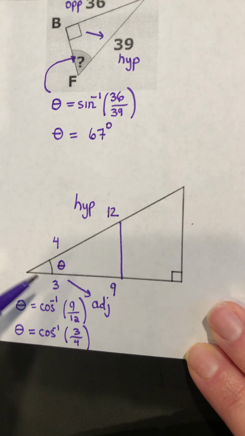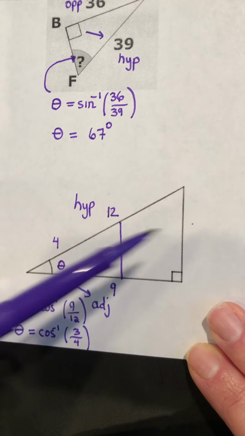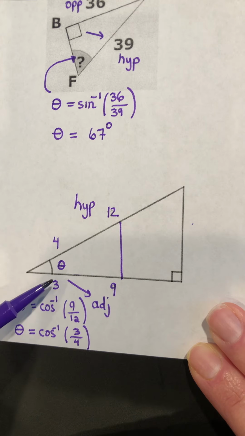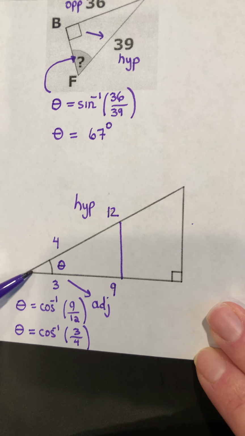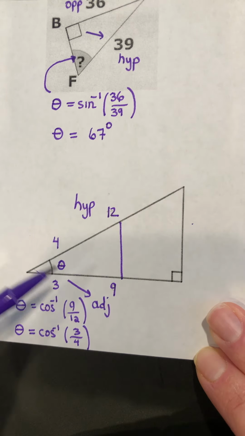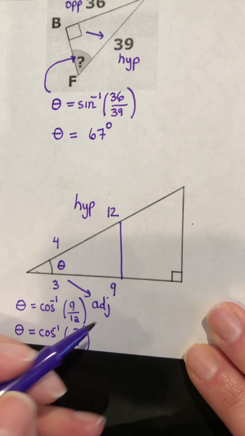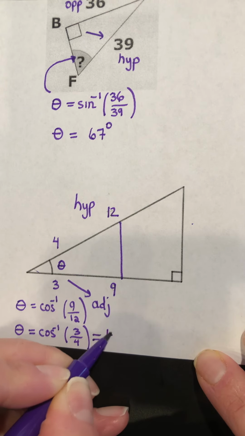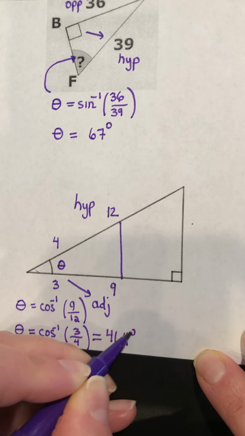And what's also interesting is that the angle theta doesn't depend on how big the triangle is. You'll get the same exact angle measure whether you have a small triangle with sides 3 and 4, or whether you have a larger similar triangle with sides 9 and 12. So either one works. You type that in, you'll get something along the lines of 41.4 degrees.